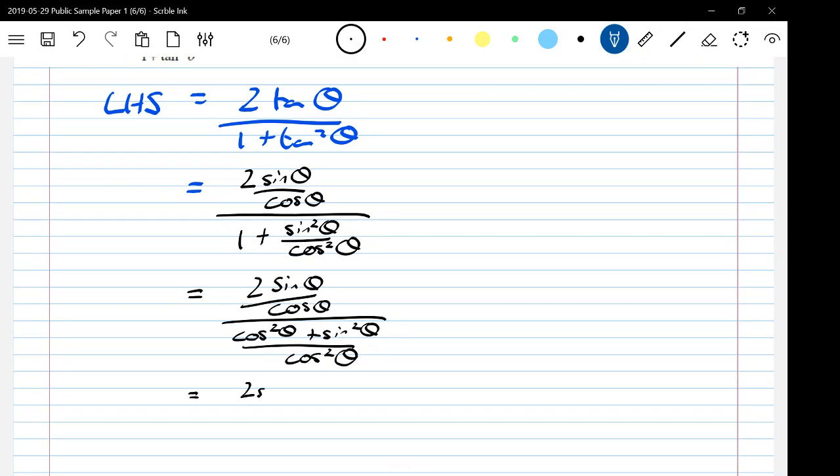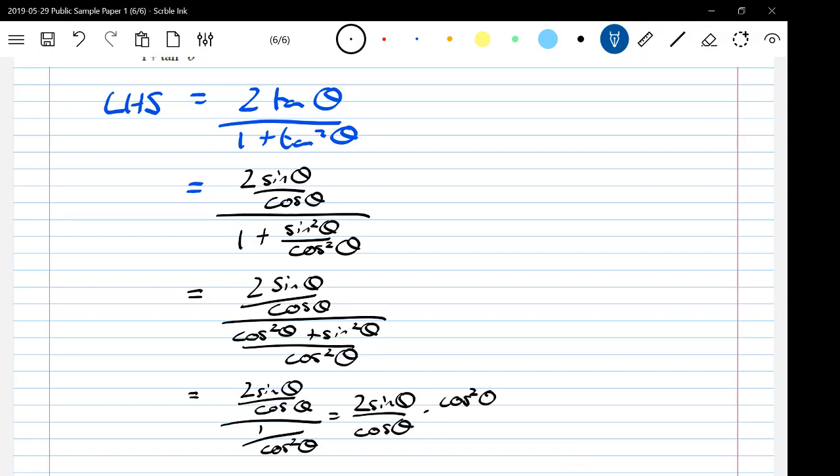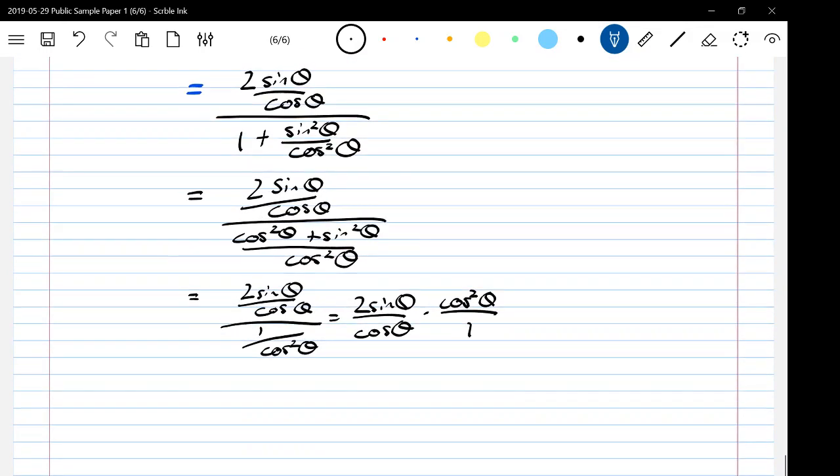which is 2 sine theta over cos theta over 1 over cos squared theta. So 2 sine theta over cos theta times cos squared theta over 1, which of course gives us 2 sine theta cos theta, because cos theta cancels out, which is sine 2 theta.